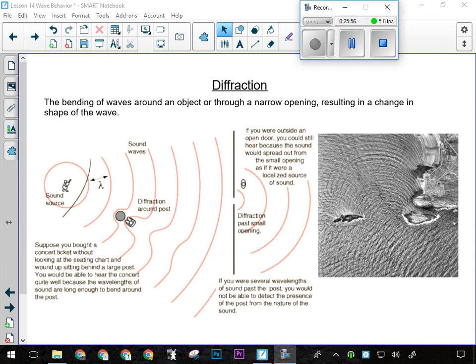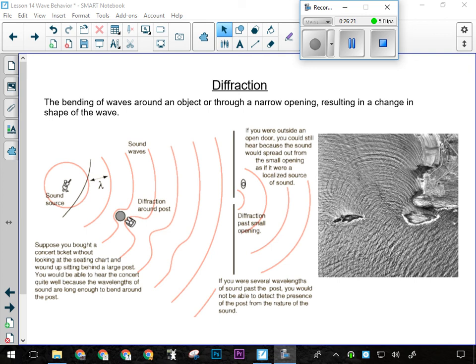All right, so diffraction is another behavior of waves, and diffraction is what happens when waves get around an object or when they get through a really narrow opening. Waves do weird things when they encounter an object. They obviously are slowed down and inhibited by it, but they can change their shape and still get around. Anytime they do that, we say that that is diffracting.